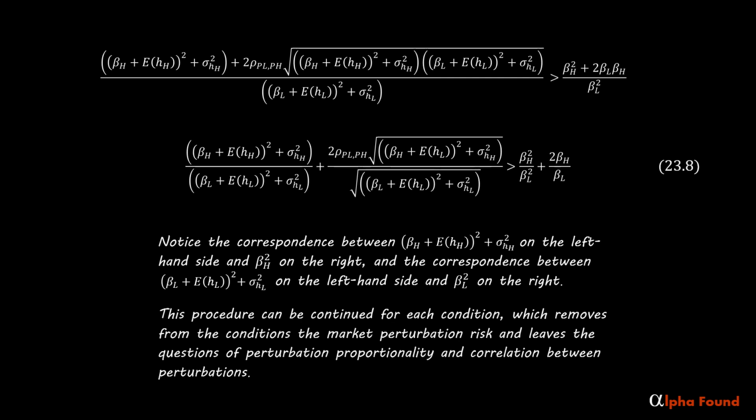This procedure can be continued for each condition, which removes from the conditions the market perturbation risk and leaves the questions of perturbation, proportionality, and correlation between perturbations. The assessment of the 9 full conditions and their relationship to the Sharpe ratios continues and is concluded in the next video.